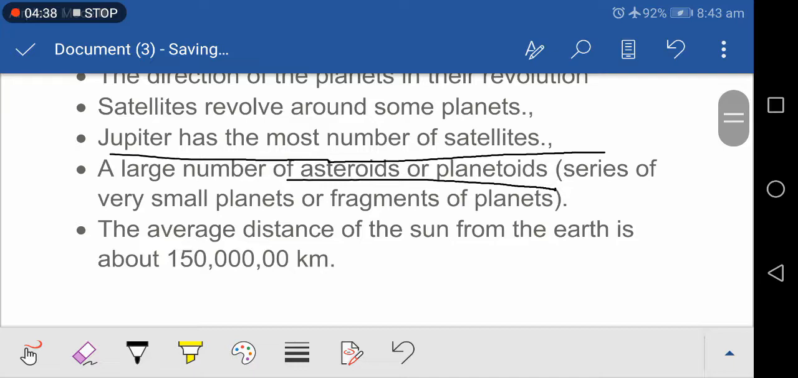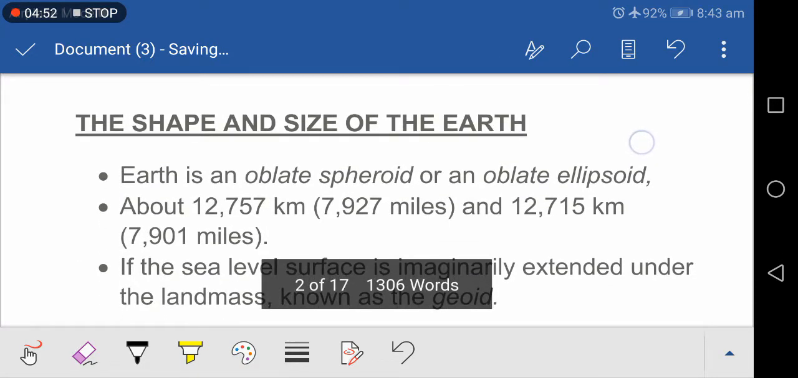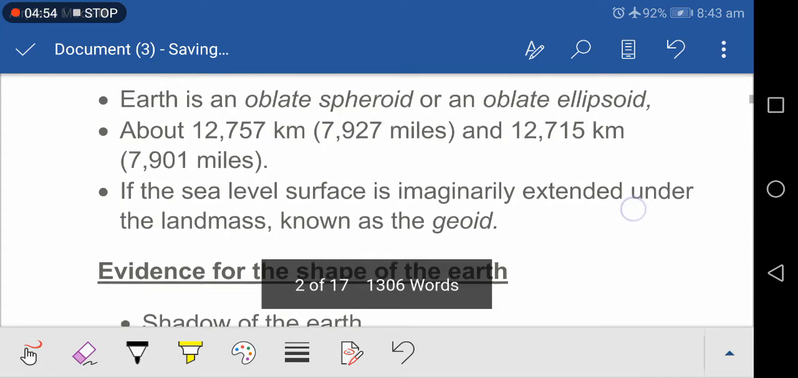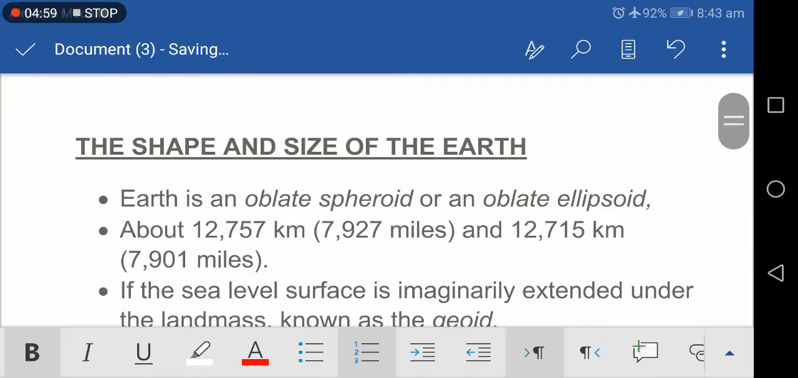The average distance of the Sun from the Earth is about 150 crore kilometers. The Earth is the third nearest planet to the Sun after Mercury and Venus. Okay, next one is the shape and size of the Earth.